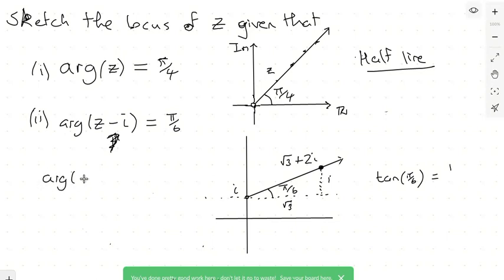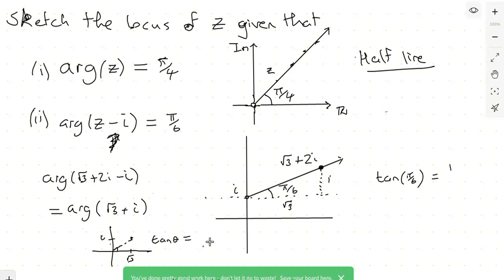The argument of root 3 plus 2i minus i, well, that equals the argument of root 3 plus i. Now, what is the argument of the complex number root 3 plus i? Well, that's root 3 in the x direction, i in the imaginary direction. Sure enough, tan theta there is 1 over root 3, and sure enough you get pi over 6. So I'm just trying to demonstrate that this way of thinking about it genuinely works. There we go, and that is how you sketch the locus of an argument.